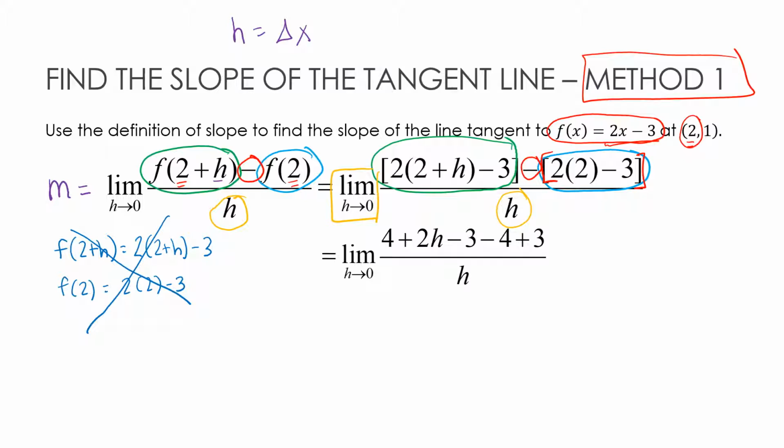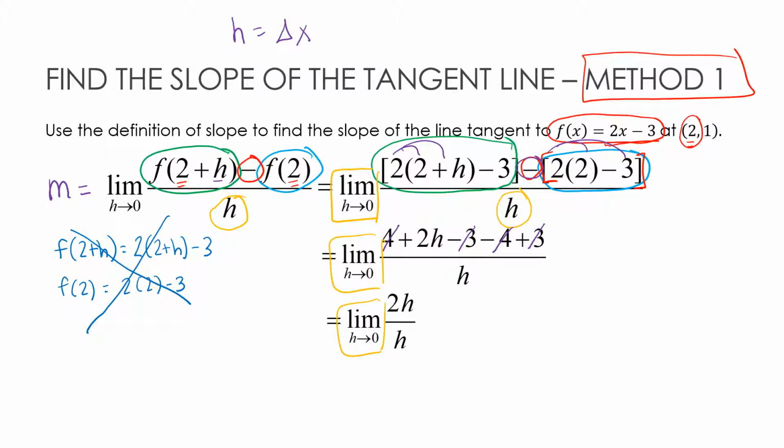Again, this is just simple algebra. I'm distributing, I'm rewriting. Keep in mind that was a minus that I distributed. Then I'm going to continue to simplify because I have a plus 4 and a minus 4 and a plus 2, a minus 3 and a plus 3. So that gave me 2h over h, and again, I have to keep writing this because I haven't been able to get rid of that h yet.